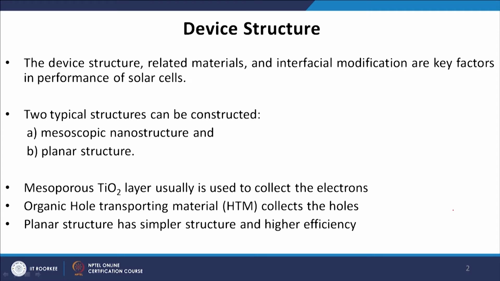The device structure, related materials and interfacial modification are key factors in the performance of solar cells. Obviously, as I say, the efficiency of a solar cell is a product function. It depends upon exciton generation, and this exciton generation comes from the choice of material. If we have a material which has a low band gap, then that material can absorb light in the near IR range. So the related materials are very important.